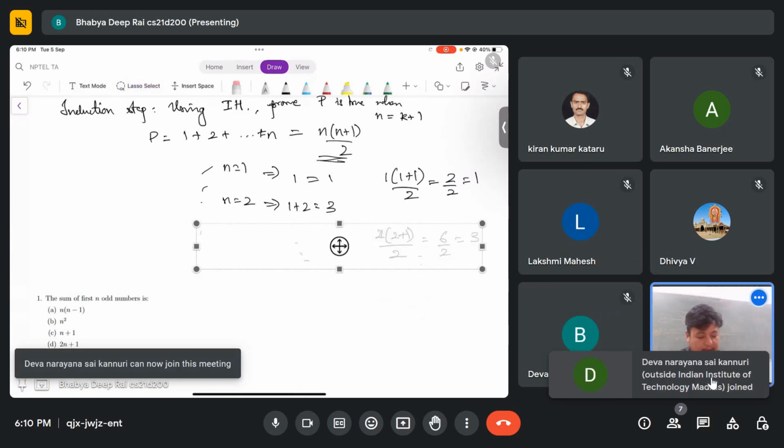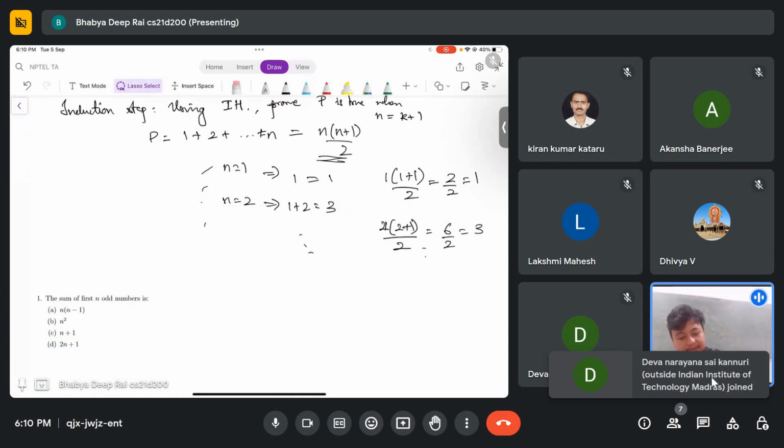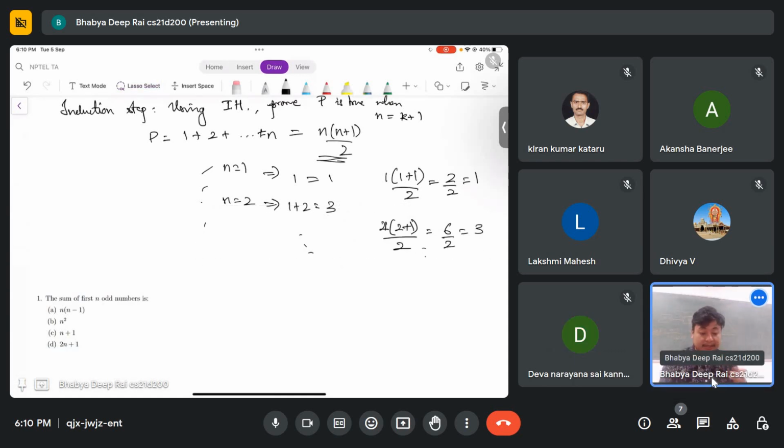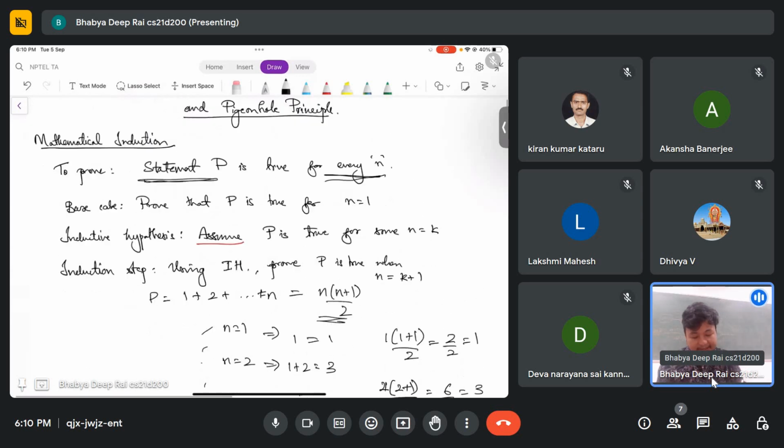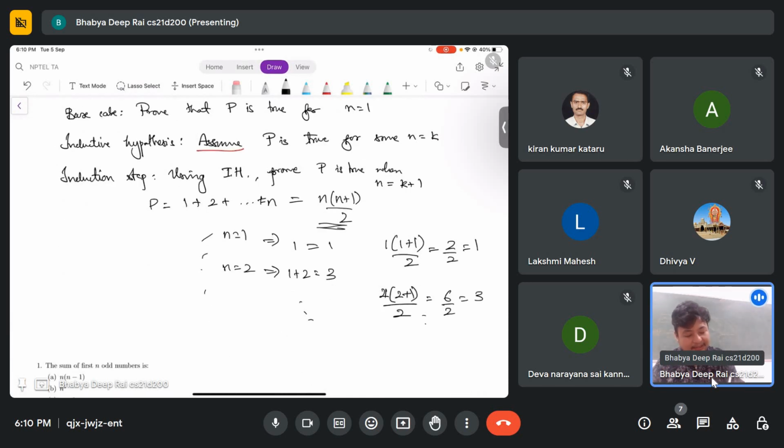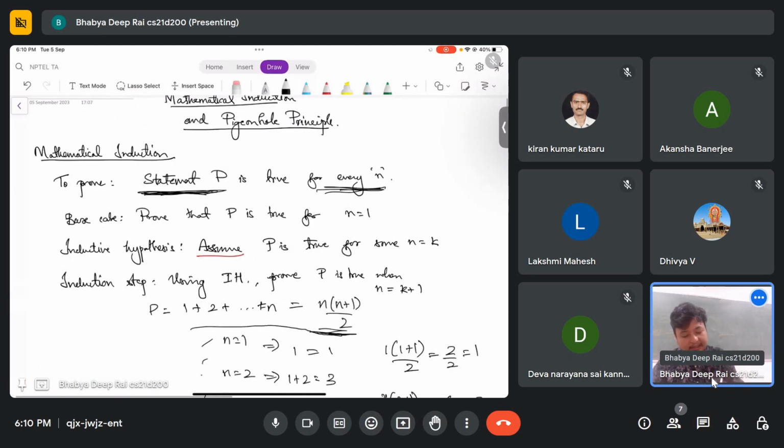So how do you do that? How do you prove for really big quantities? And therefore you use techniques like induction. So what is the idea? The idea is as follows. What we need to prove is that the statement P is true for every n. For example, here, the statement that 1 plus 2 plus and so on till n is equal to n times (n plus 1) by 2 for every n. This is what we need to prove, and we do what is called the base case.